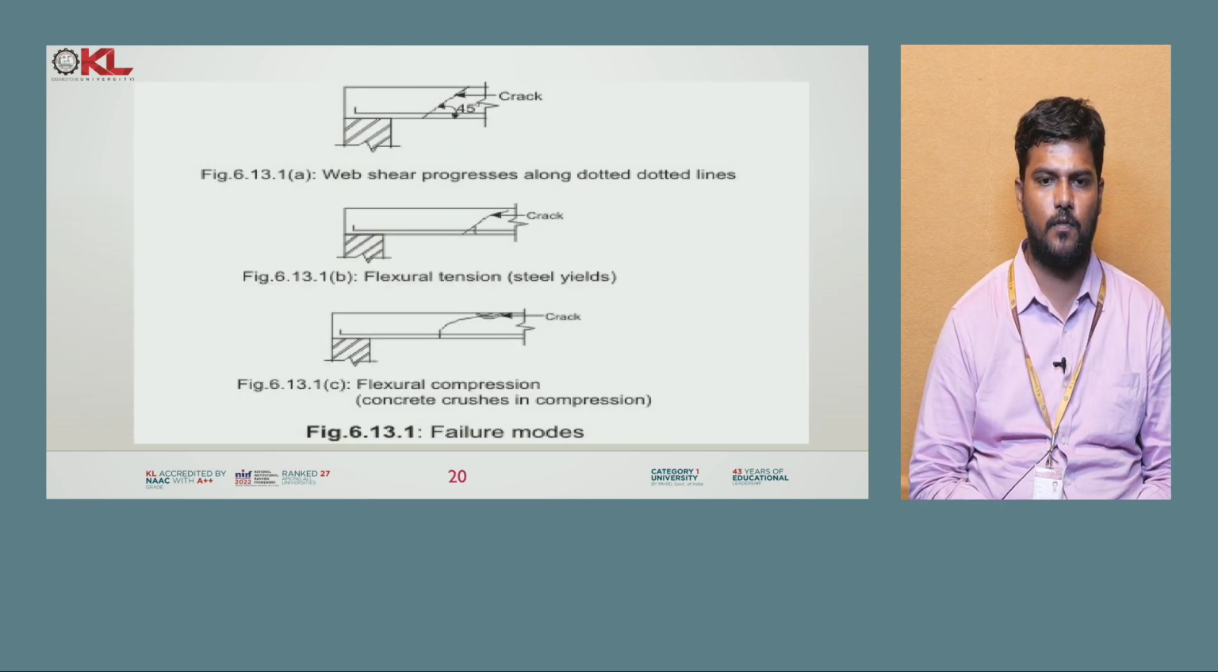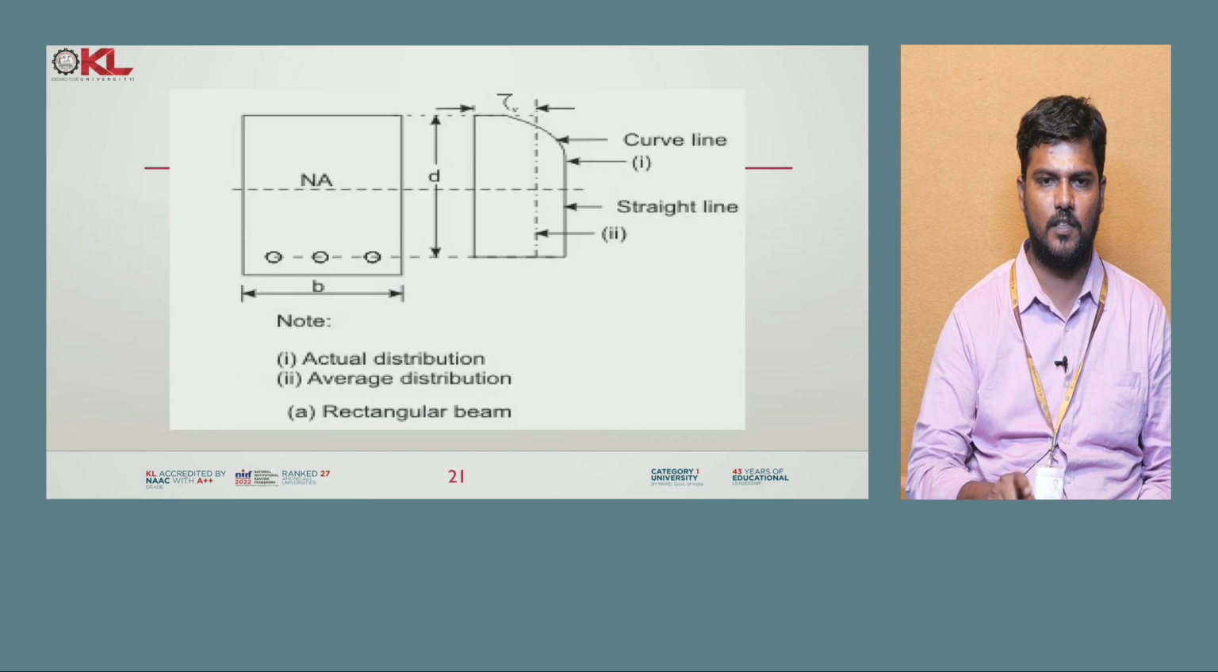And coming to the different failure mode patterns, first one is the web shear, that is progressing along the dotted lines. So you can see the crack which has occurred exactly at a 45-degree angle. Next one is the flexural tension. So whenever the steel starts yielding, there you will be getting the crack. Next one is the flexural compression. So when the concrete is under compression, you will be getting more cracks, which we can see in the failure pattern in the case of web shear, flexural tension as well as flexural compression.